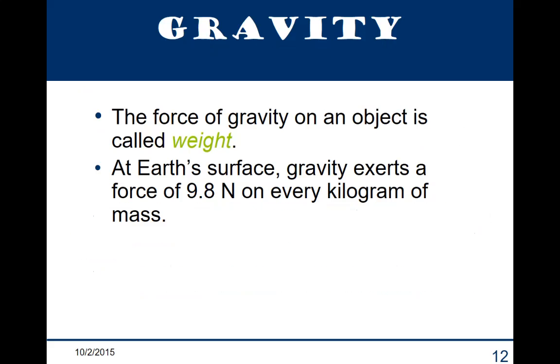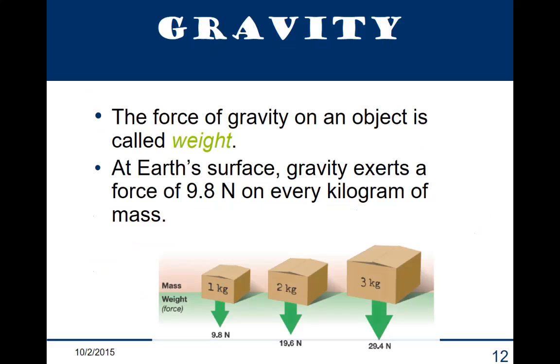Now, most of us are used to measuring our weight in pounds, but this is not actually the SI unit that we use. At Earth's surface, gravity exerts a force of 9.8 newtons on every kilogram of mass. Okay? So if you have a 1 kilogram box, it weighs 9.8 newtons. If you have a 2 kilogram box, it's 19.6 newtons. 3 kilogram box, 29.4 newtons, and so on and so forth.